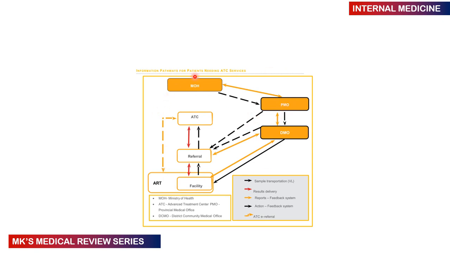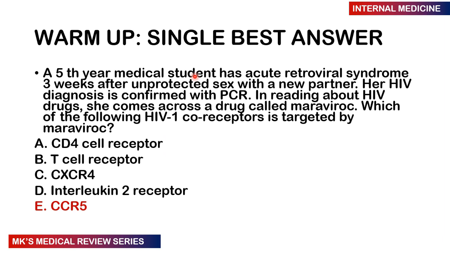Here's our warm-up question. A 5th year medical student has acute retroviral syndrome 3 weeks after unprotected sex with a new partner. Her HIV diagnosis is confirmed with PCR. In reading about HIV drugs, she comes across a drug called maraviroc. Which of the following HIV-1 co-receptors is targeted by maraviroc? A. CD4 receptor, B. T cell receptor, C. CXCR4 receptor, D. interleukin 2 receptor, E. CCR5 receptor. So maraviroc is going to be a CCR5 inhibitor.